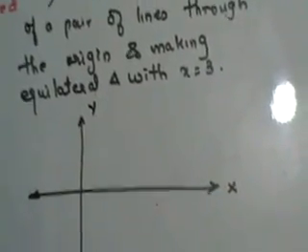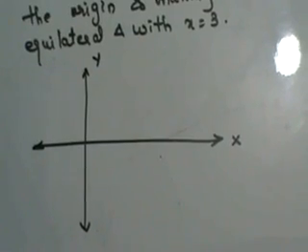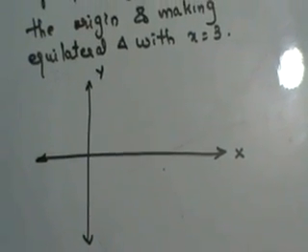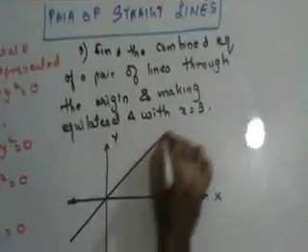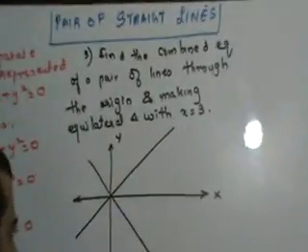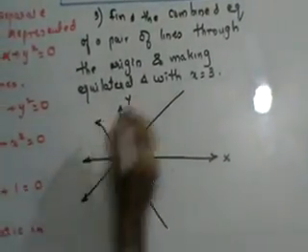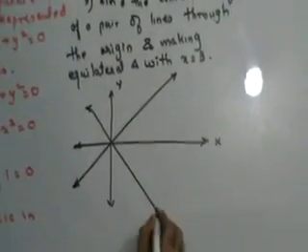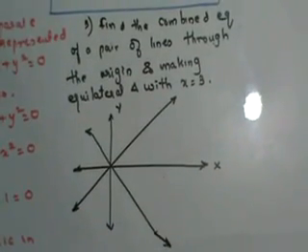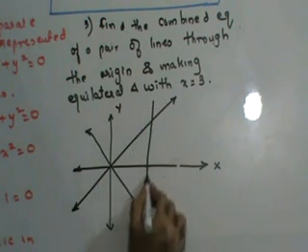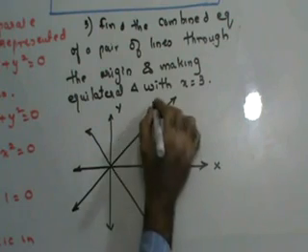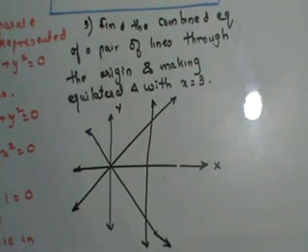X-axis, y-axis. Find the combined equation of pair of lines passing through the origin. That means there are two lines that are passing through the origin. This is line L1 and L2 passing through the origin, making an equilateral triangle with the line x is equal to 3. If the equation of the line is x is equal to 3, that means it is going to be perpendicular to the x-axis. This is going to be my line x is equal to 3.